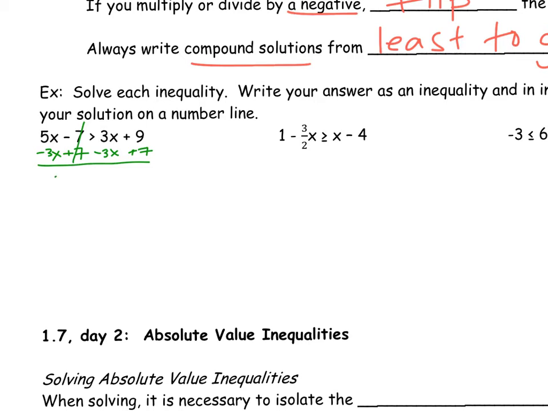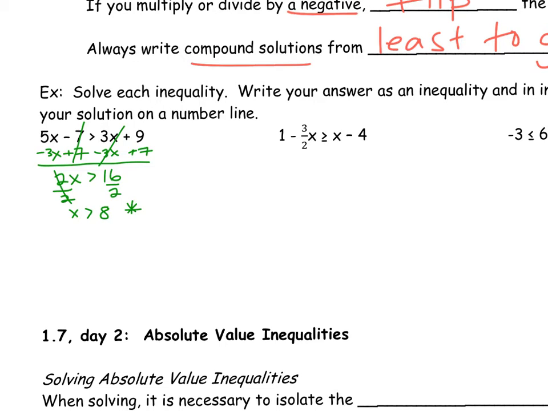So the 7's cancel. 5x minus 3x is 2x. Greater than, on the right, 3x's cancel. 9 plus 7 is 16. To get x by itself, divide both sides by 2. X is greater than 8. That is your inequality answer.